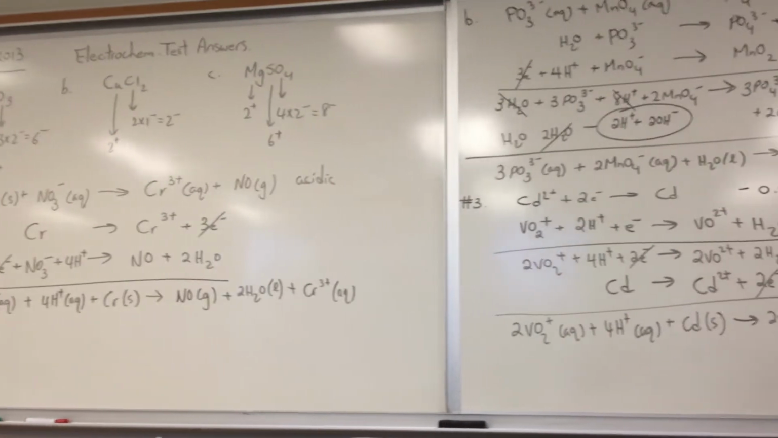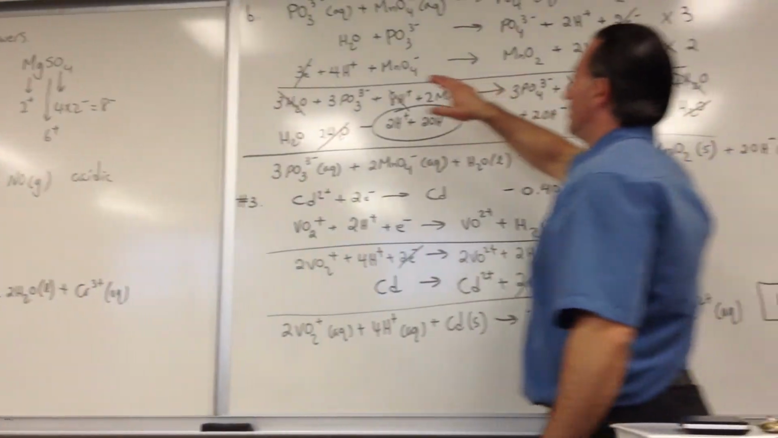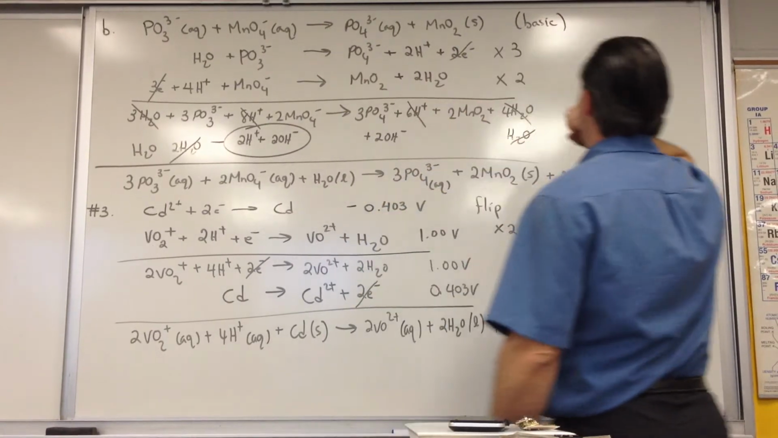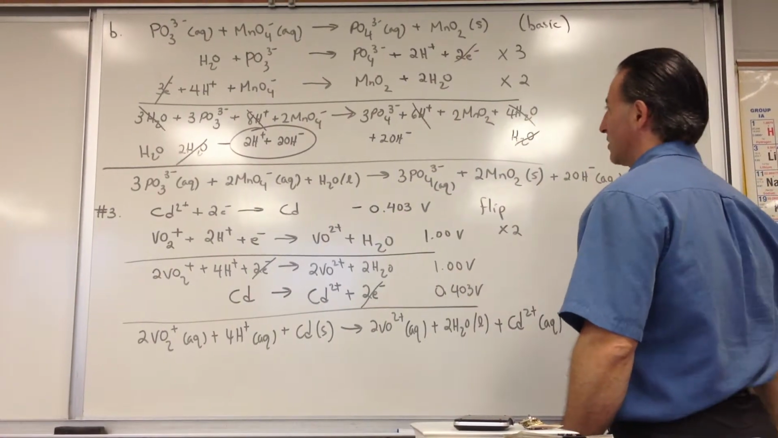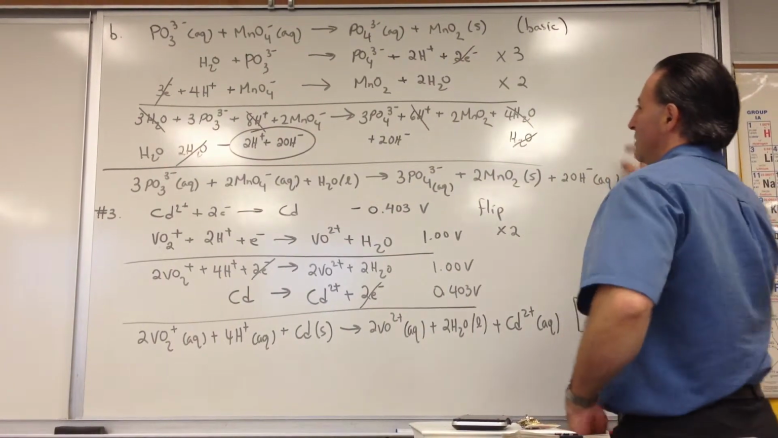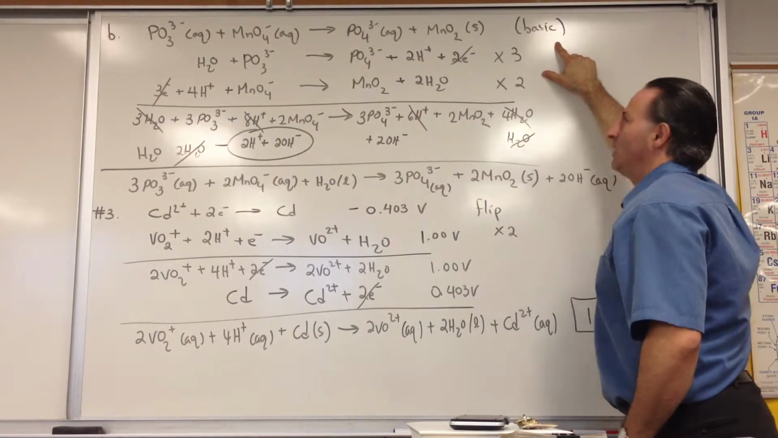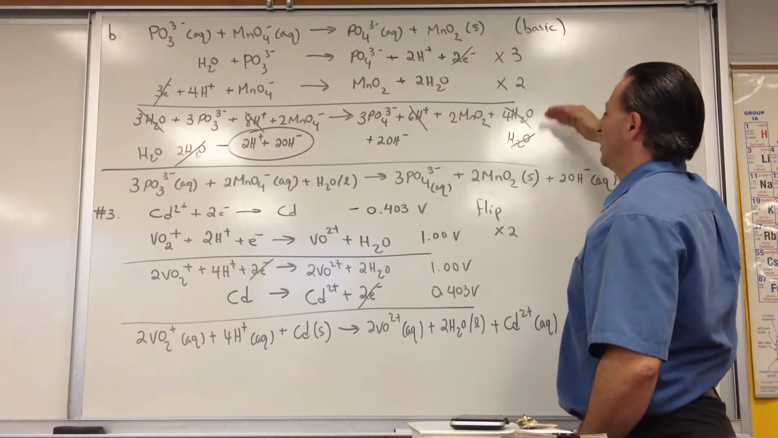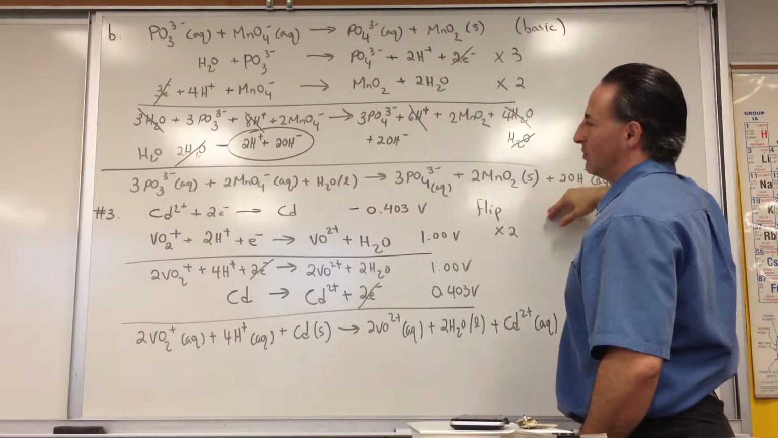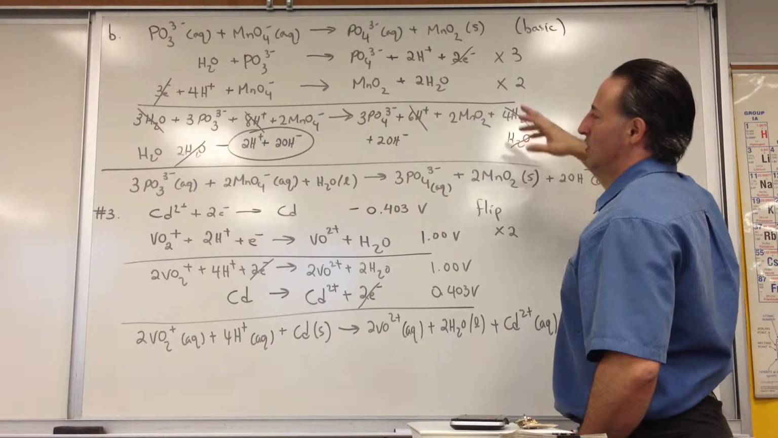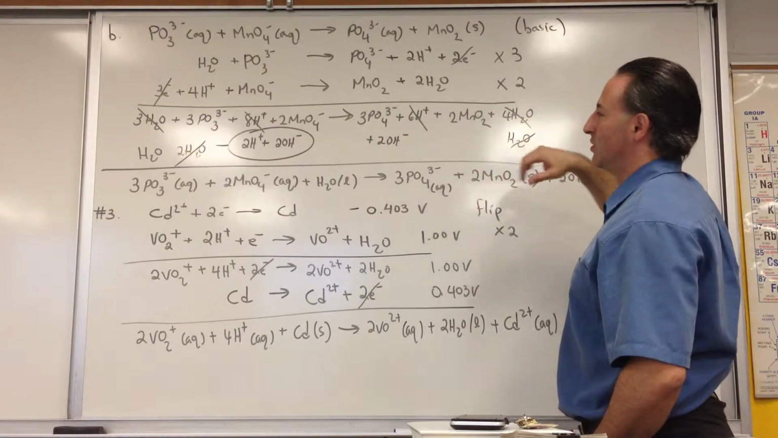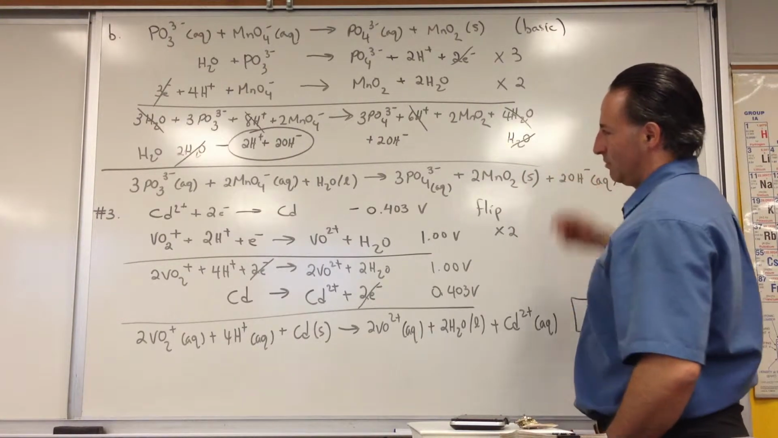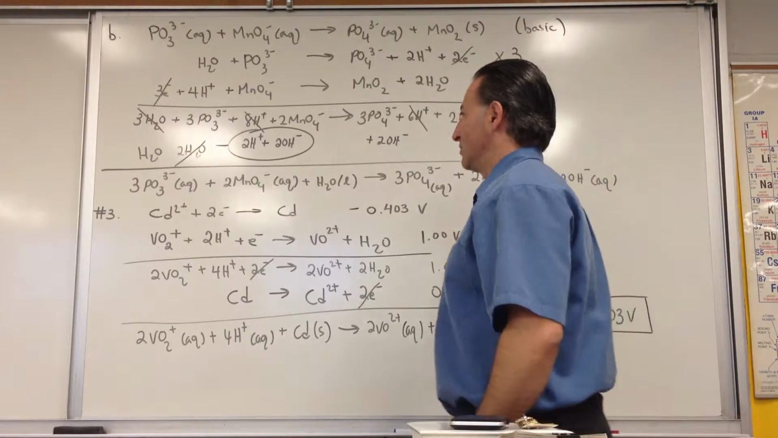In 2B, we're asked to balance this equation, phosphite reacting with permanganate to give you phosphate and manganese dioxide under basic conditions. So when we're asked to balance under basic conditions, we find the answer first under acidic conditions, and then we just add an extra step to the regular way of doing it, where we convert the H pluses into water by adding hydroxide, and then it will balance the equation under basic conditions.